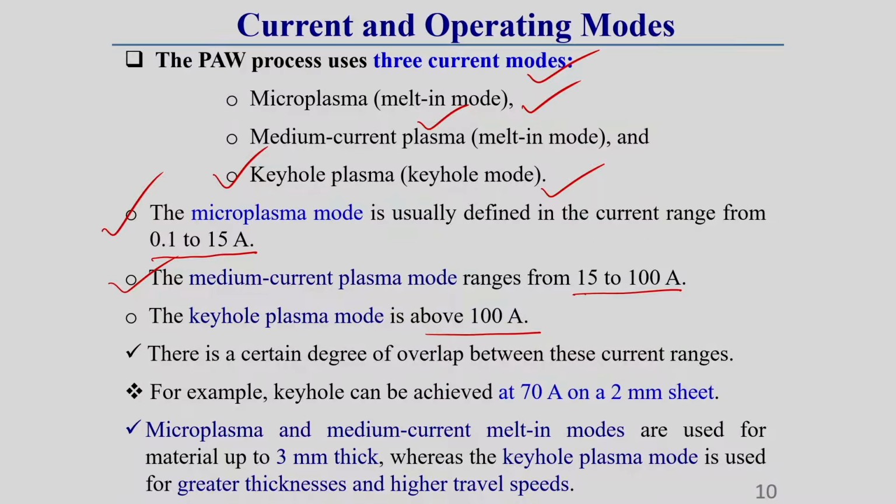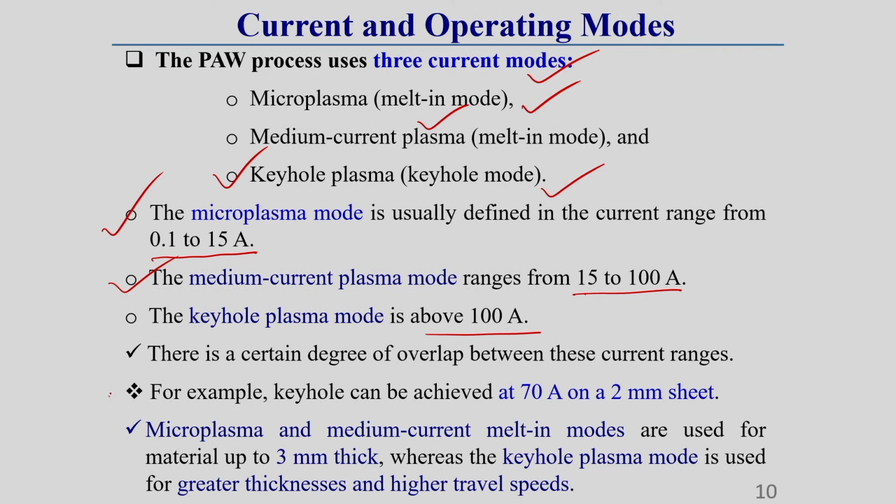But one thing you should keep in mind: there can be overlapping of keyhole and melt-in mode. It is observed that if you use a lower thickness of material, for example 2 millimeter, we can get through-thickness penetration using 70 ampere current. That is why, depending on the thickness of the plate, there can be overlapping of modes. That means by medium current mode itself we can get keyhole mode if we use lower thickness of material. That exception I have also written: keyhole mode can be achieved at 70 ampere on a 2 millimeter thick sheet.